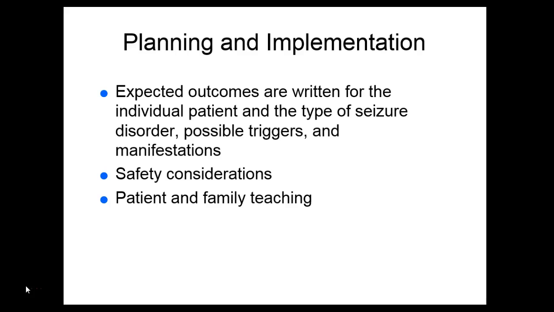When we're writing out the plan for the patient, the expected outcomes are written for the individual patient, and the type of seizure disorder, possible triggers, and manifestations are noted. There, of course, are the safety considerations, and then patient and family teaching on what to do if a seizure occurs or how to prevent the patient from having the seizure.